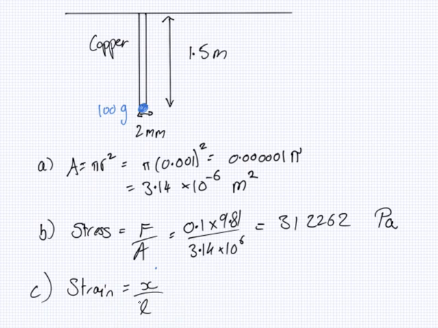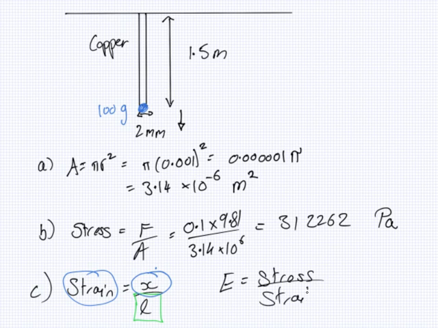What do we know? Do we know the natural length? Yeah, it's 1.5. But do we know how much it extended when we put the weight on? No. So we don't know the x. And we also don't know the strain because that's what we want. But there is still a way to get the strain. What could we do? We could use E equals stress over strain.